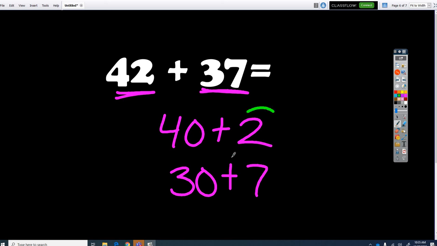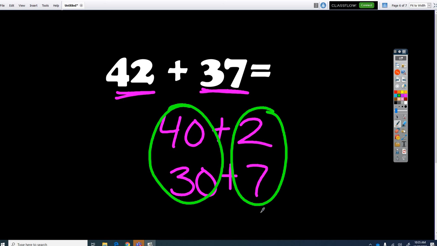No. Good. We had to put the ones together. And then you put the tens together. So 7 and 2 more would make 9. And 40 plus 30 would also be 70, right? 0 plus 0 is 0. 4 plus 3 is 7. So 79. 70 and a 9. Is that our answer?